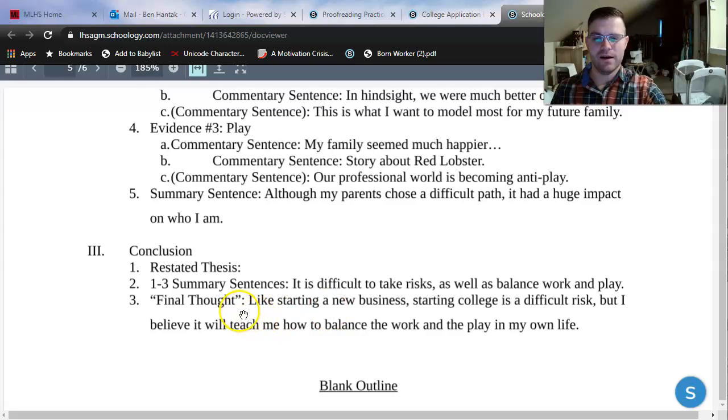Once again, college essays have to be creative, so note my final thought. Like starting a new business, starting college is a difficult task, but I believe it will teach me how to balance the work and play in my own life. So that's where I wrap it all up in a neat little bow. Not just so my college can know that I have these values that are important to have, but also that my writing skills are on point too. That is a well-written final thought.